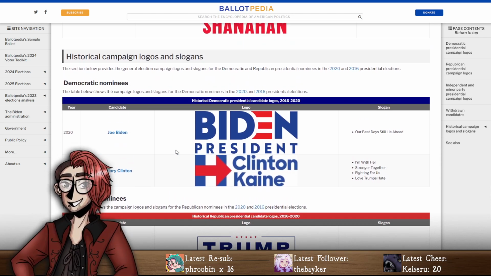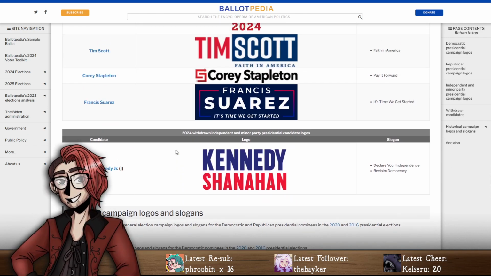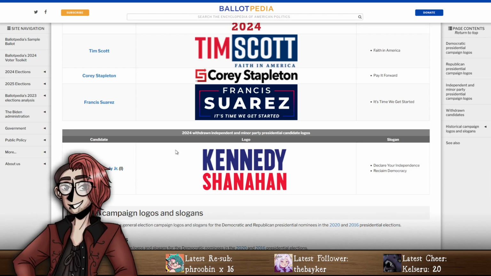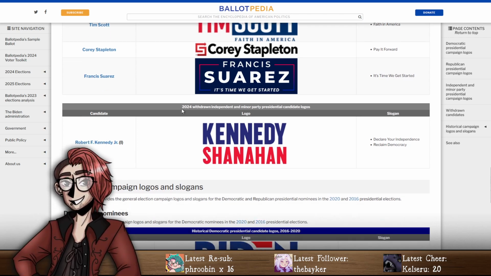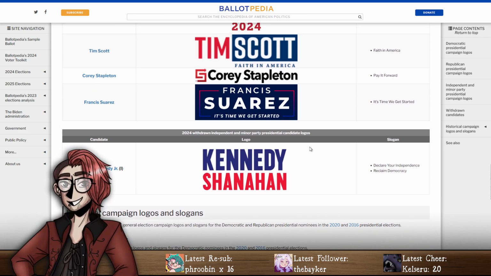The Trump logo for the 2024 election. But we're going to start with the withdrawn candidates and slowly move our way up. So first off, Robert F. Kennedy Jr., the 2024 withdrawn Independent Party candidate.